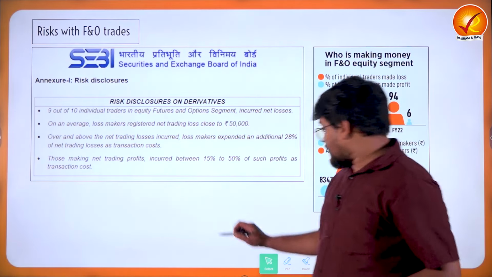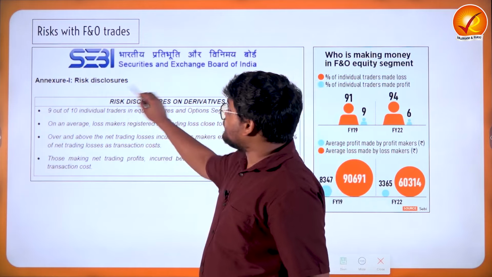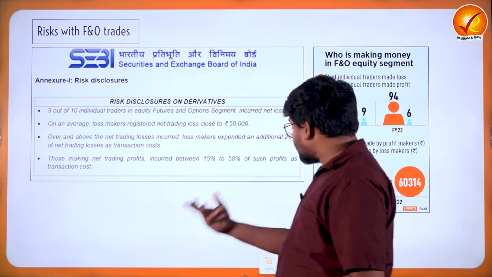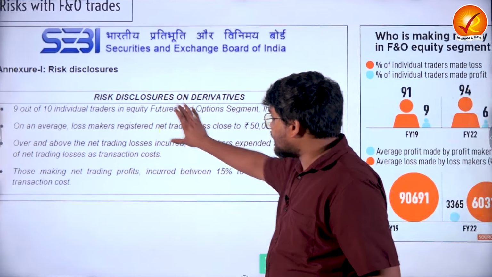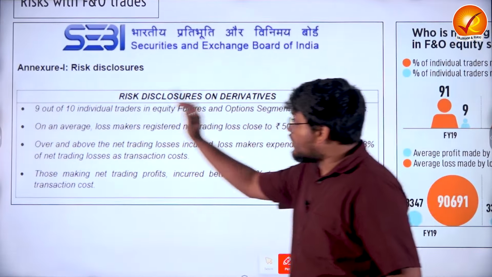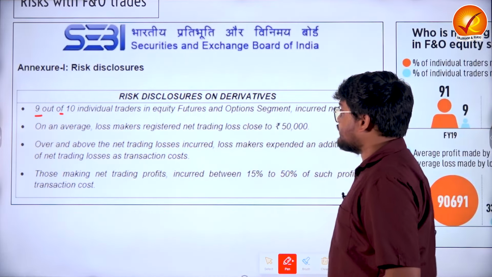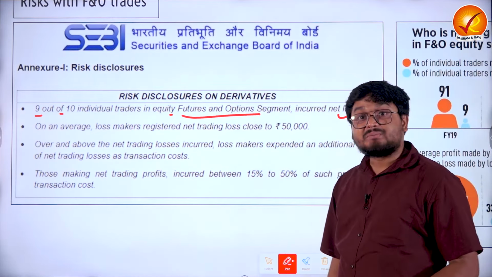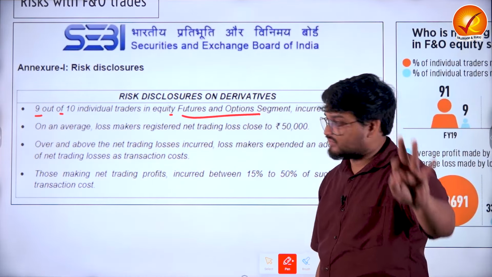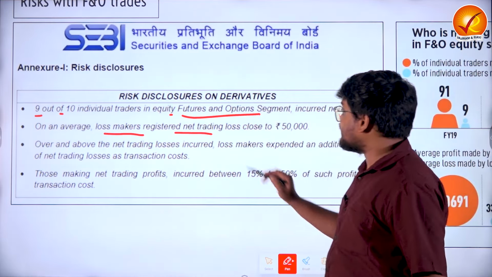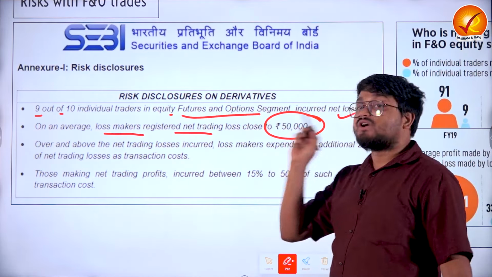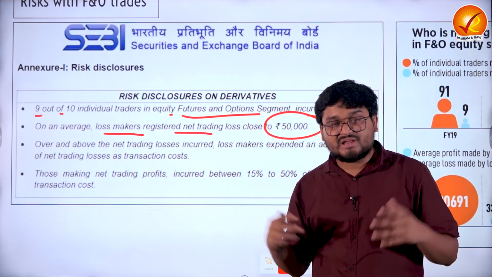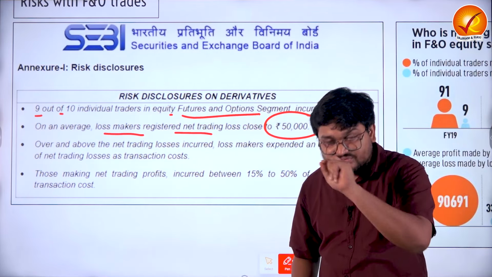As you can see, SEBI has released this advisory, risk disclosure. SEBI is trying to inform the citizens of the country, the investors of the country, that 9 out of 10 individual traders in the equity futures and options segment incurred losses. That means 90% of the people face losses. On average, loss makers registered a net trading loss close to 50,000 rupees. One particular investor, that is, common people like us, incurs an average loss of 50,000 rupees.